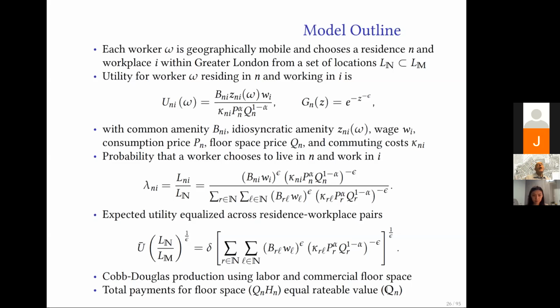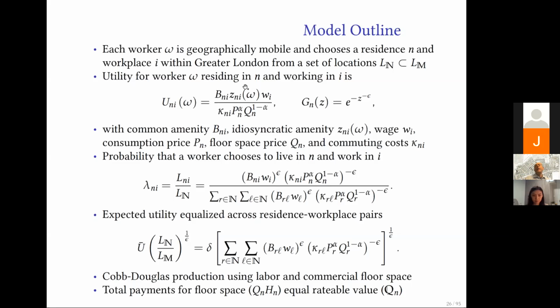And then the final two elements of the worker's utility. The first are some common amenities, capital B here, which are specific to a particular residence N, workplace I pair. And they might be common things that make it more attractive to live in N and work in I. So what might that be? Well, maybe Hampstead Heath is in my residence. There's a beautiful park in the residence, which makes it an attractive place to live. And maybe the place where I work is in central London. It's very beautiful. It's again an attractive place to work.